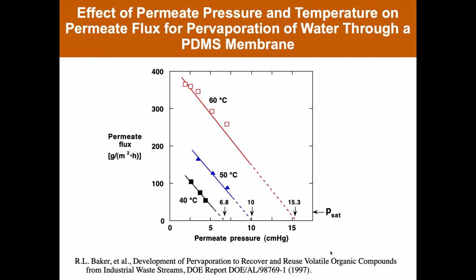Raise the temperature, raise the vapor pressure. So you get a little more leeway in how high the perm pressure can be before the flux drops off. Raise the temperature again, raise the vapor pressure. Look at that. Basic thermodynamics, right? Okay.